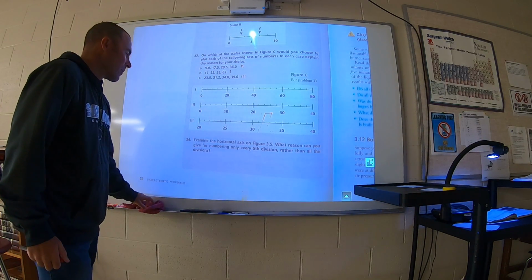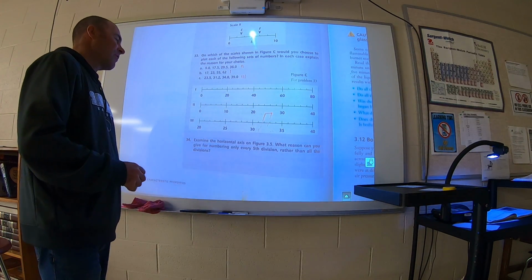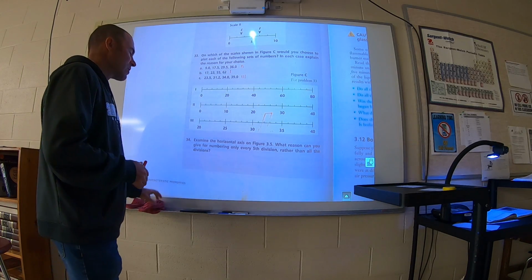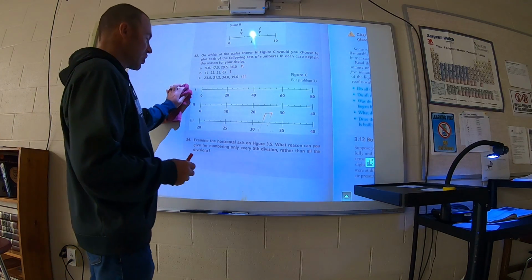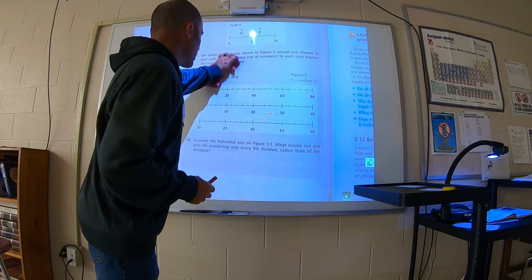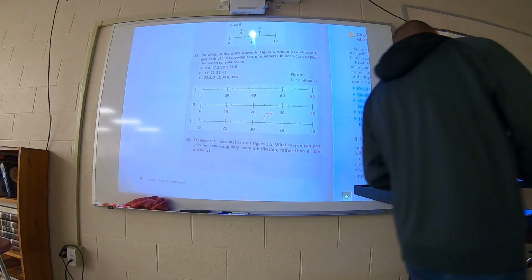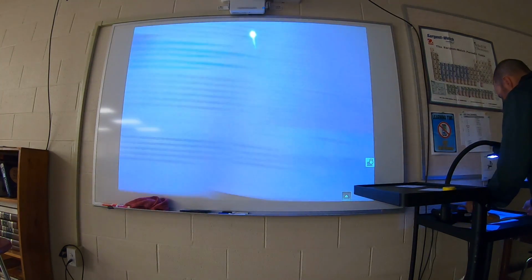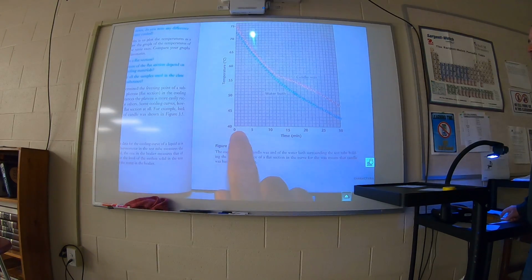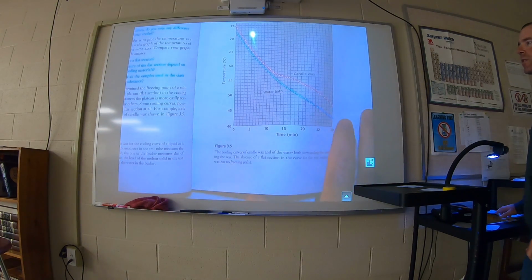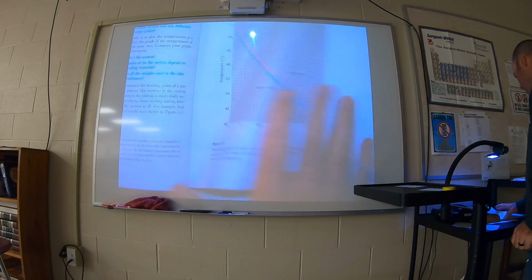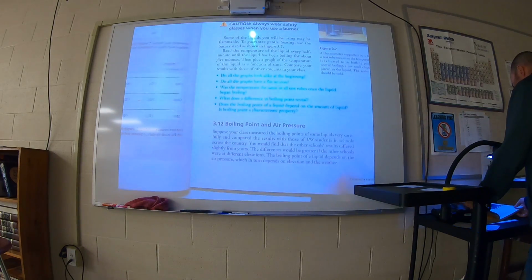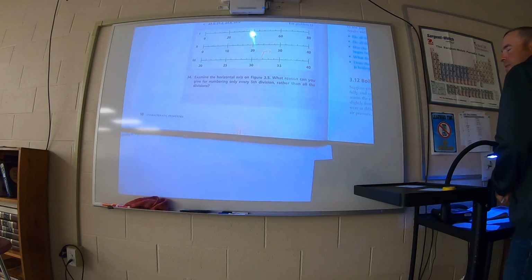And then number 34, examine the horizontal axis on figure 3.5. What reasons can you give for numbering only every 5th division rather than all the divisions? So this is figure 3.5 right here, and you can see that they didn't put a mark in there. And the main reason why they didn't do that, they did the same thing on the y-axis, is if they do, it's just going to look really sloppy.